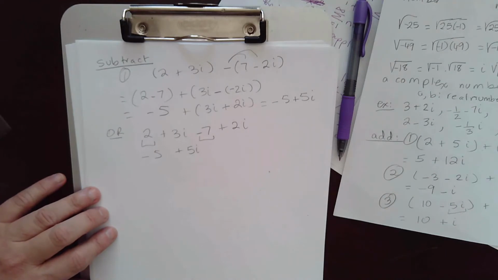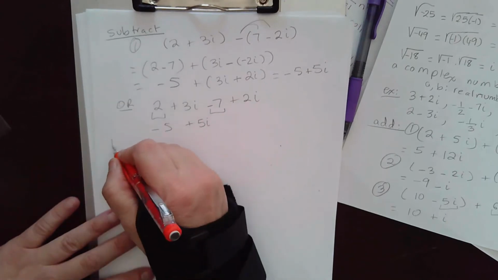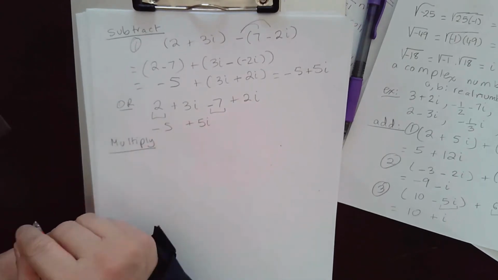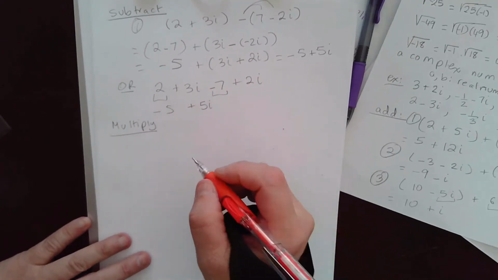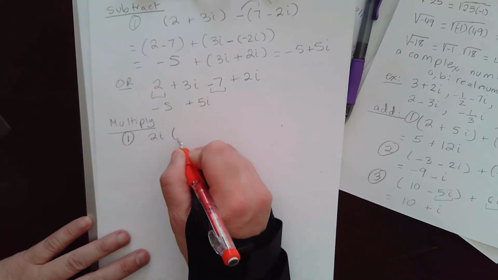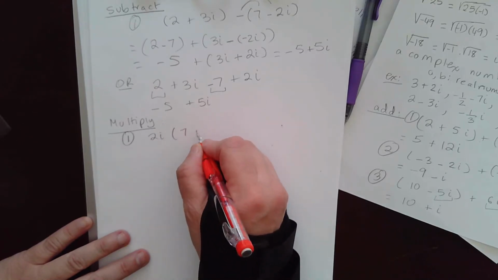So it's as simple as that. You just add them like this. Now let's go ahead and multiply complex numbers. Let me give you several examples. 2i times 7 plus 3i.